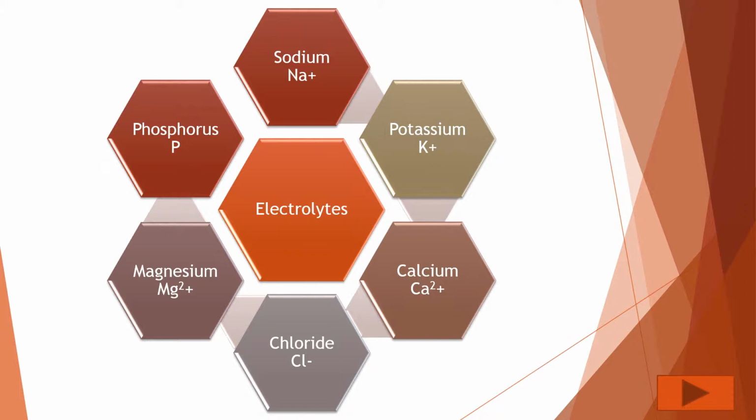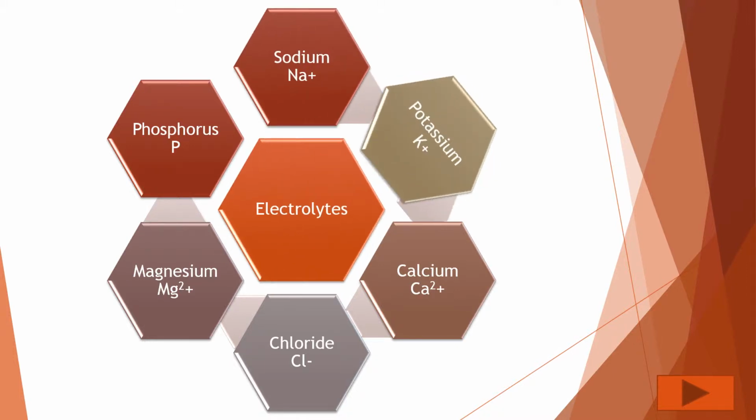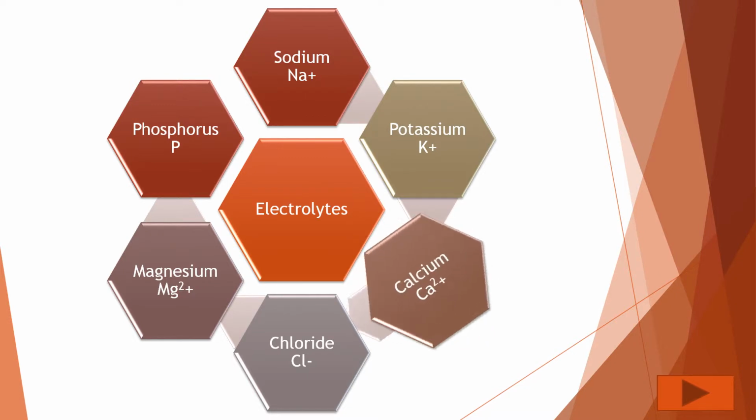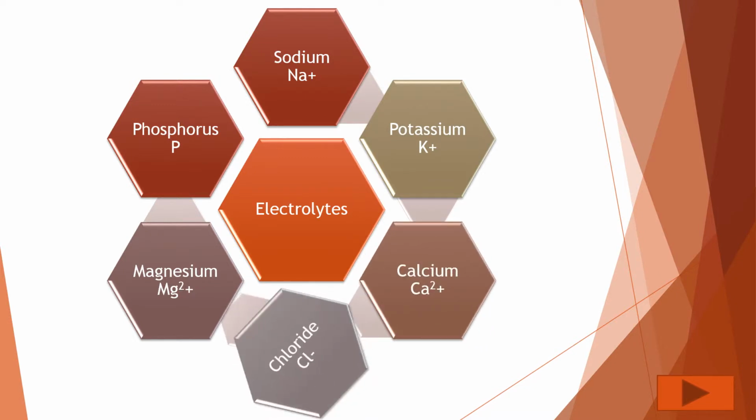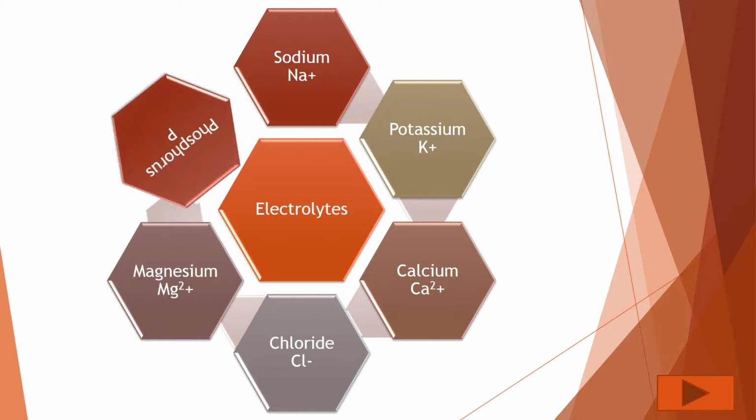Remember, in electrolyte basics we discussed sodium, potassium, calcium, chloride, magnesium, and phosphorus. In this lesson, part 1 of electrolyte imbalances, we will only be discussing the sodium and potassium electrolytes.